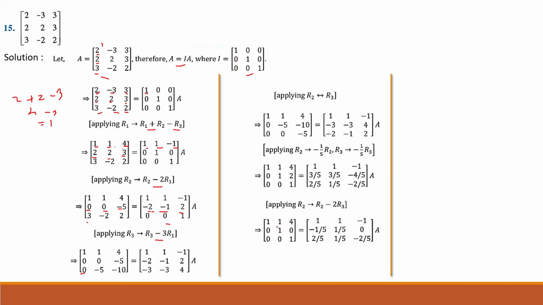Again, to make this 0, we'll simply do the transformation R1 minus R2, and we will do the same transformation in this matrix also. So R1 becomes 6 by 5, 4 by 5 and minus 1.